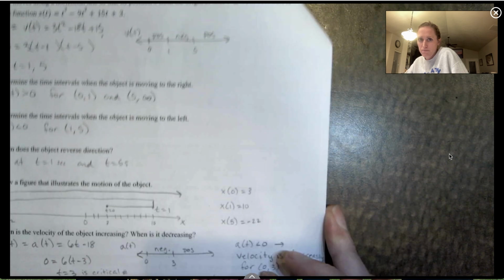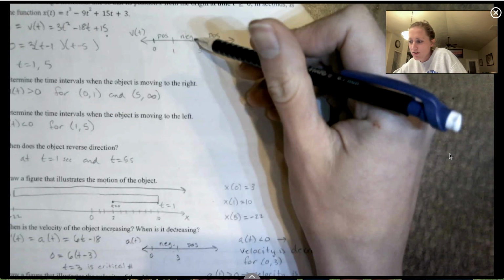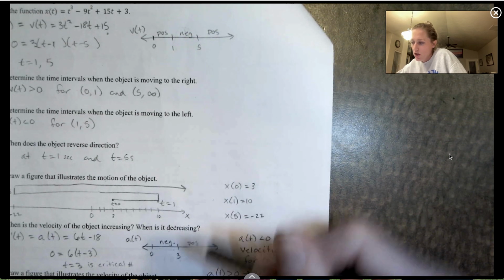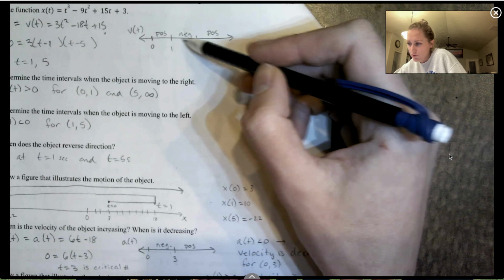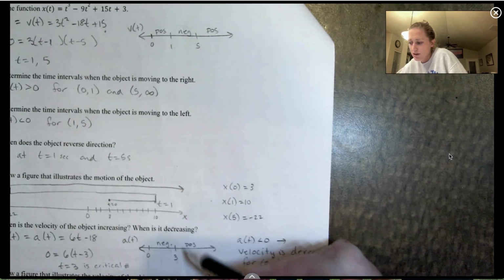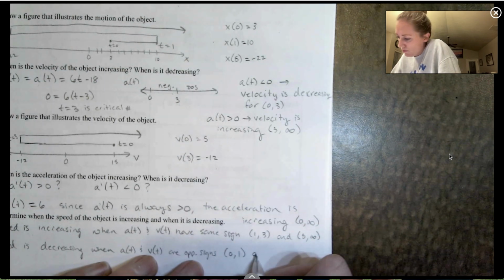When else are they opposite signs? Well, I'm negative all the way up until 3, but I switch to positive after 3. So between 3 and 5, they are opposite signs. 3 to 5 is negative here, 3 to 5 is positive here. So 3 to 5 would be my other interval.